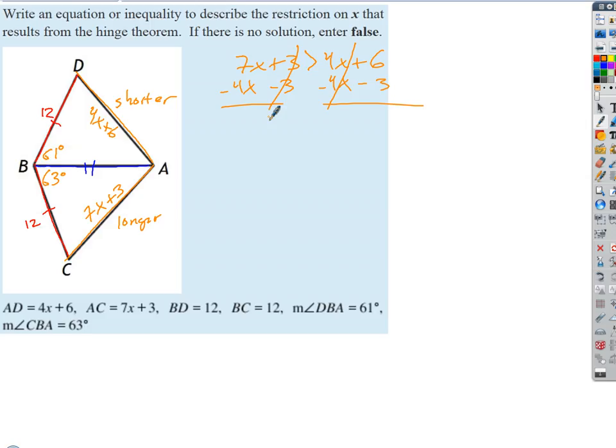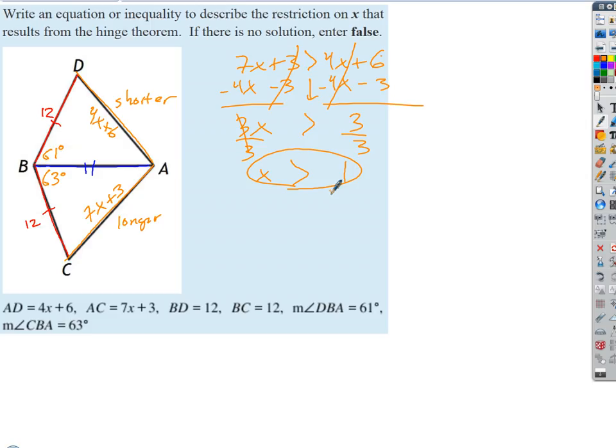So how many x's do we end up with, Dean? If I'm subtracting 4x from 7x, I get what? 3x is greater than 6 minus 3 is 3. So what's the last thing I can do to both sides? Divide by 3. So we end up with x is greater than, well, 3 over 3 is 1, right? So x is greater than 1. Okay, good. So that's true, right? That's something that has to be true.